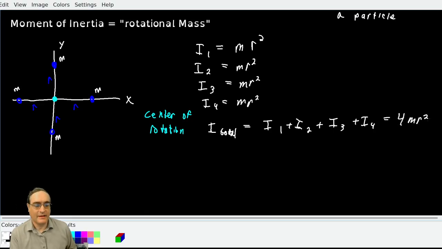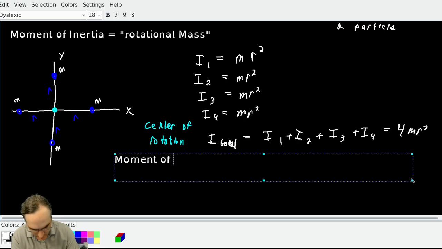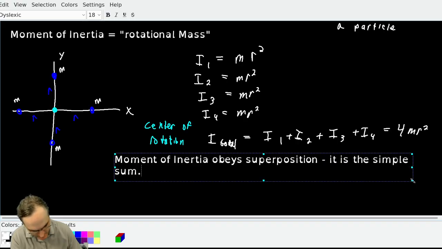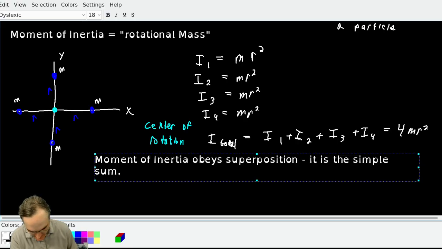And that is in fact the general rule. If you have particles, all you need to do is find the mass of each and its distance from the center of rotation, square that distance, multiply by the mass for each one, and sum them all up. So it is the simple sum. Always nice. We like to see simple. Simple is good.